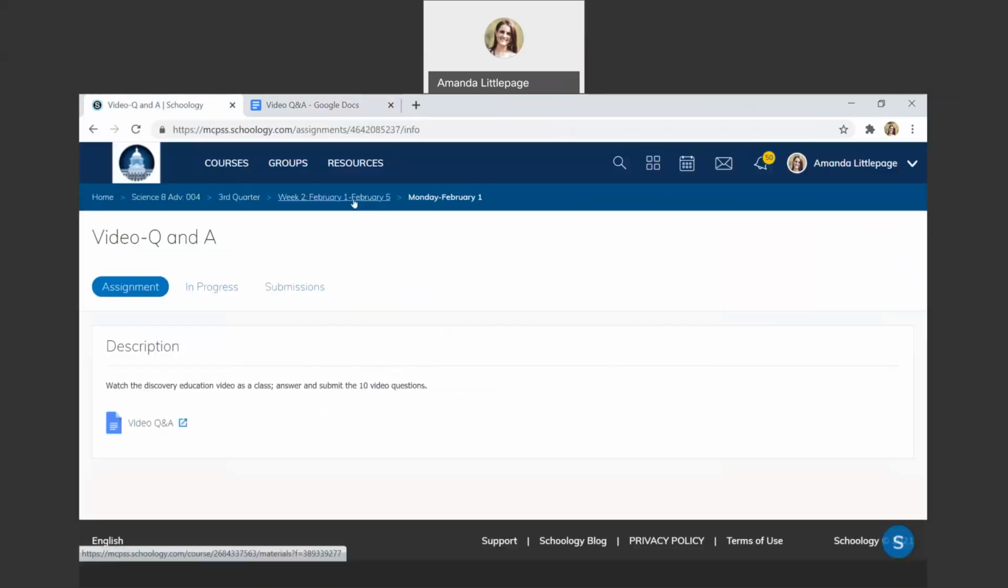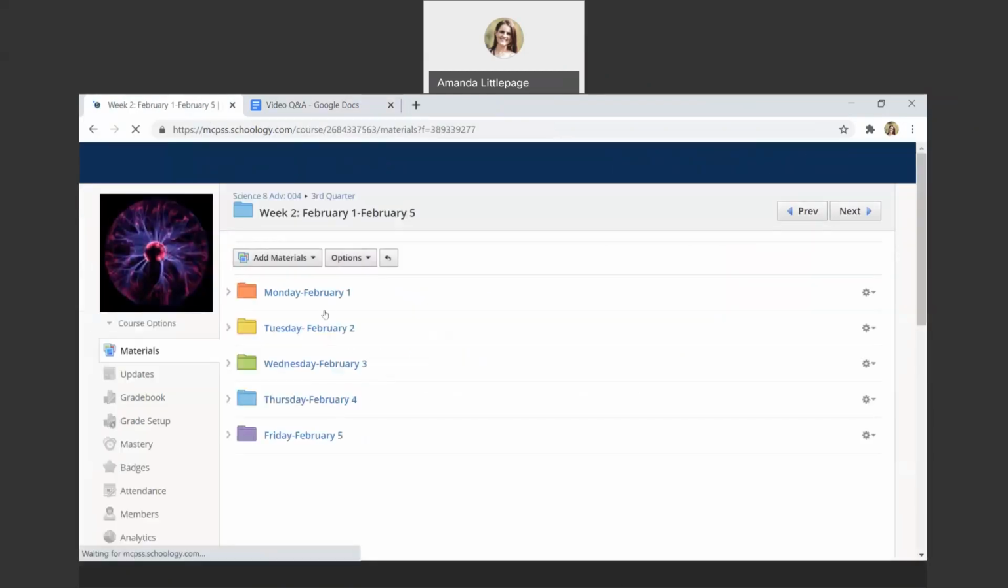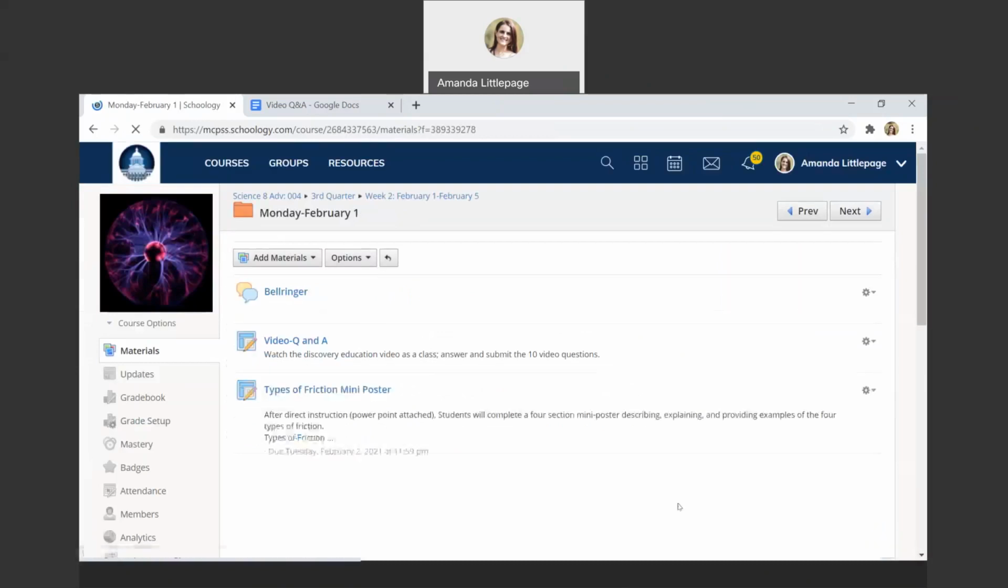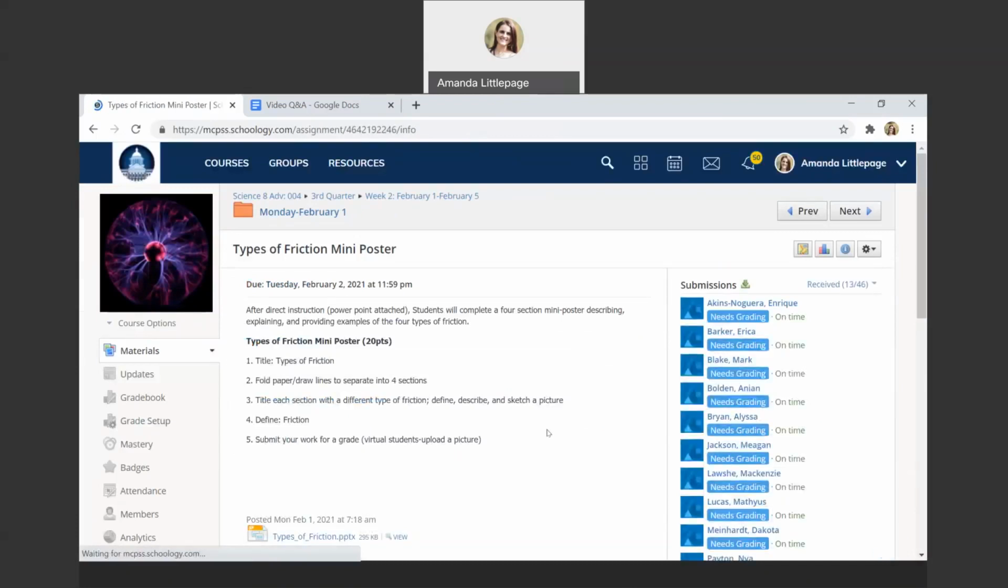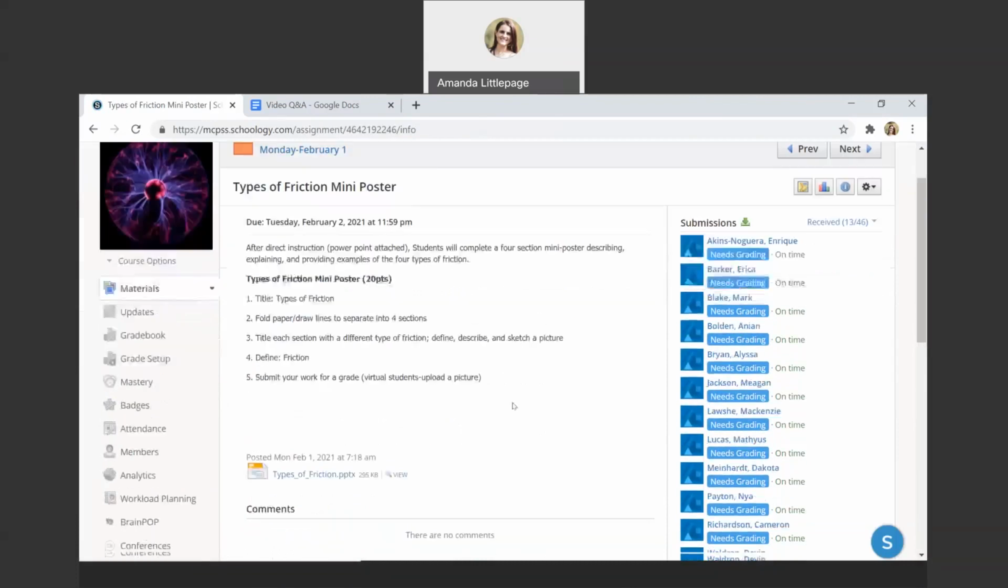All right, so now I'm going to go back to Monday's class because that's what this recording is for, and we're going to talk about types of friction mini poster. So after I go through the PowerPoint, you will complete a 4-section mini poster describing, explaining, and providing examples of the 4 types of friction.